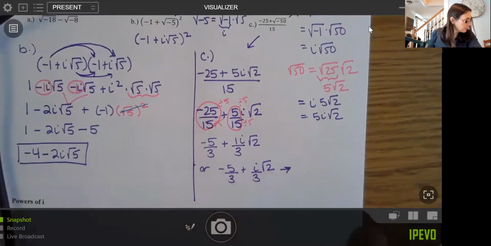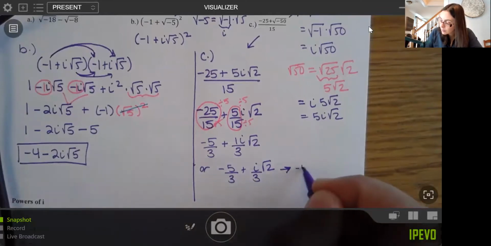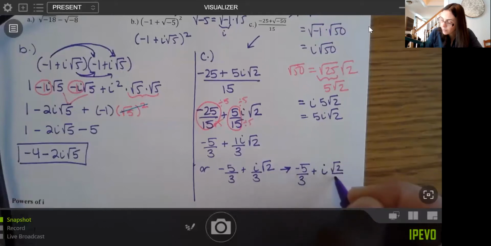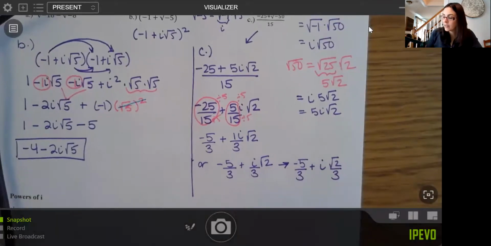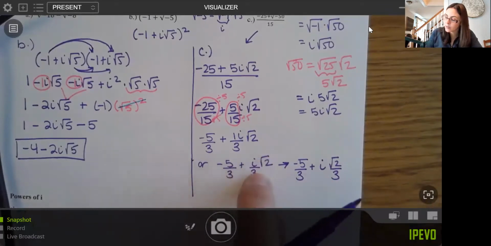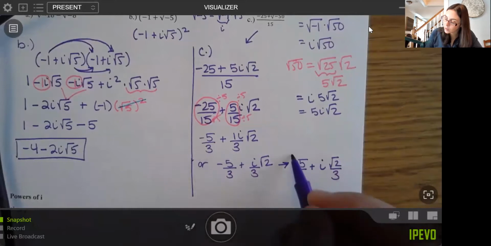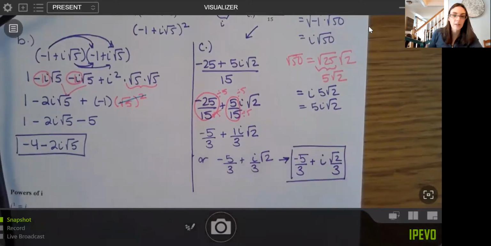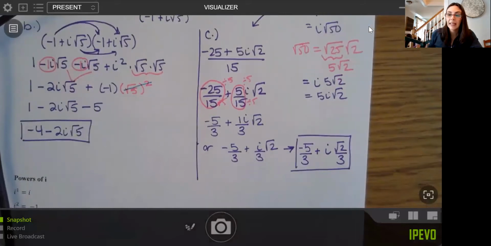Another way you can write it, if you want to make it look a little bit nicer, is you could write the i and then write the √2 over the 3 that way. So if this looks a little bit weird to you, then you can write the i out front. And then just remember that √2 is in the numerator and 3 is in the denominator. So you could write your fraction that way too. All right, so that would be your final answer there in standard form.